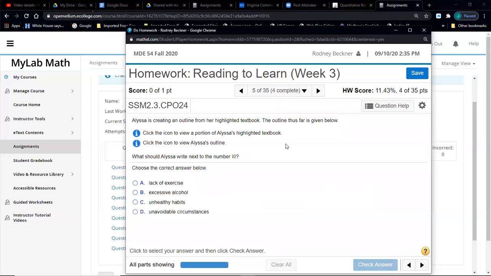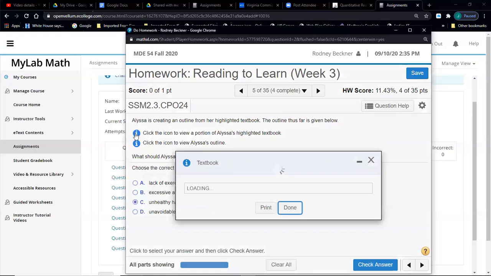Alyssa is creating an outline from her highlighted textbook. The outline thus far is given below. Click the icon to view a portion of her highlighted text. Click this icon to view her outline. What should Alyssa write next to number 3? Lack of exercise, excessive alcohol, unhealthy habits, or unavoidable circumstances. Obviously, C, right? Well, no, we can't say any of these. We haven't clicked anything.